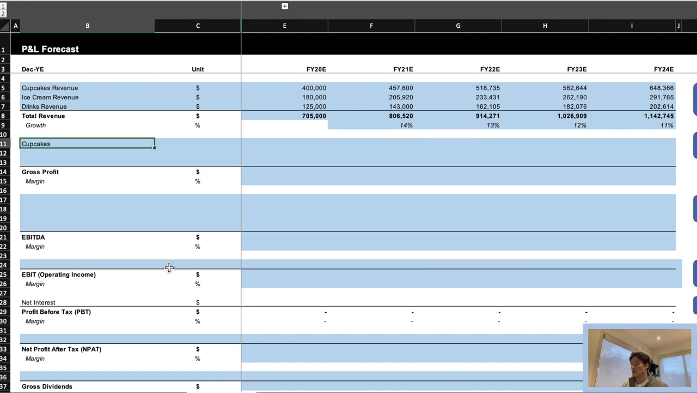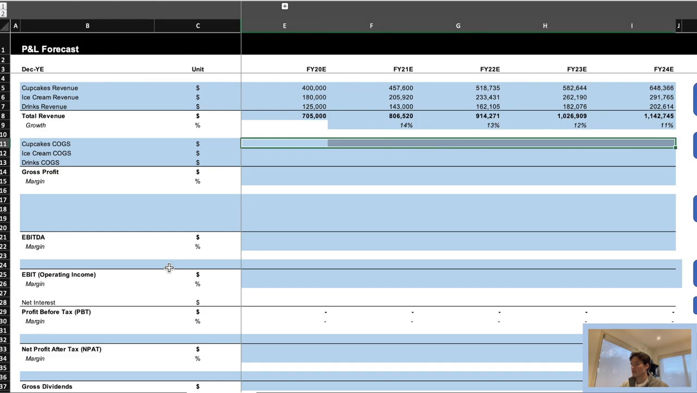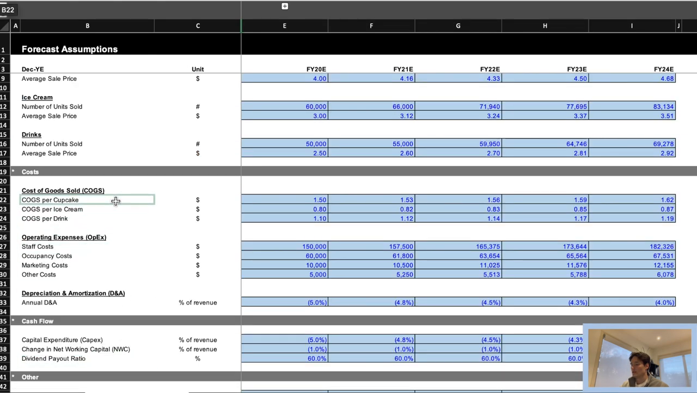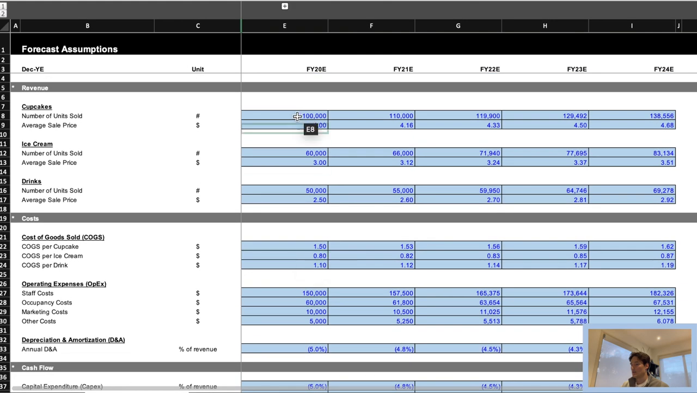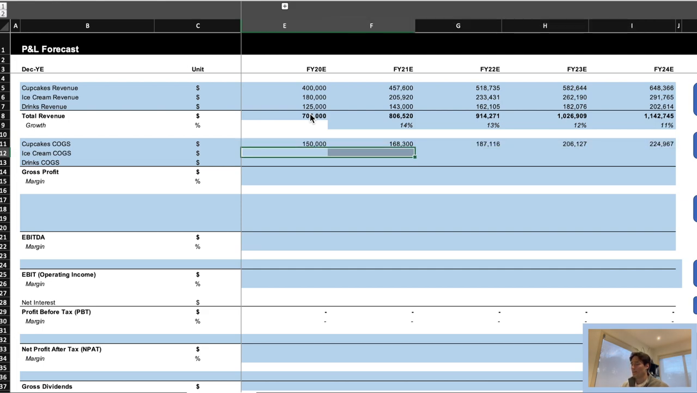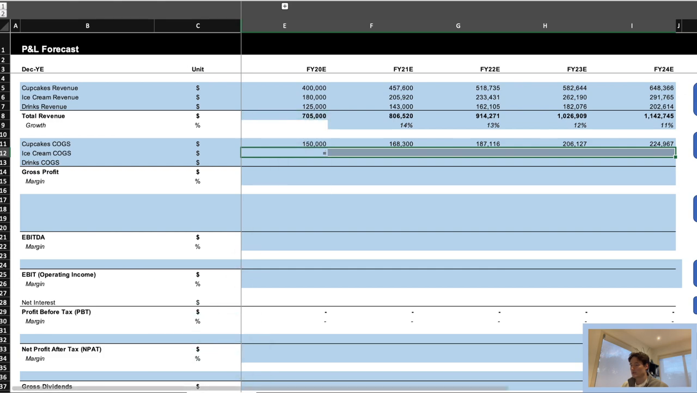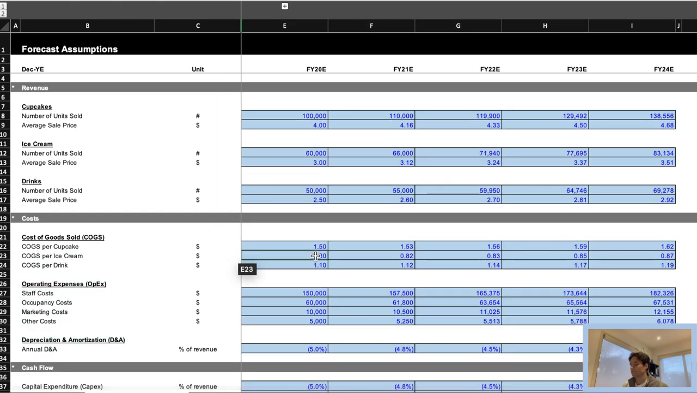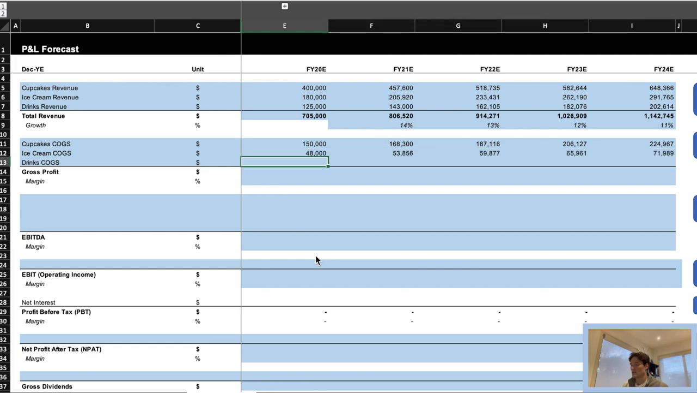We get our units sold from sort of the very first question that we did. Once we fill this out, this is again, units will be in dollar amounts. So I'm gonna highlight this row, equals. So we're gonna use the COGS per cupcake, but then we're gonna multiply it by the total number of units sold for the year. And then control enter, we get that whole row filled out. And let's do the same for ice cream and drinks. Multiply by the units, that's how much it costs to make.